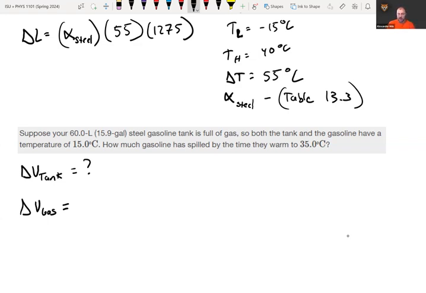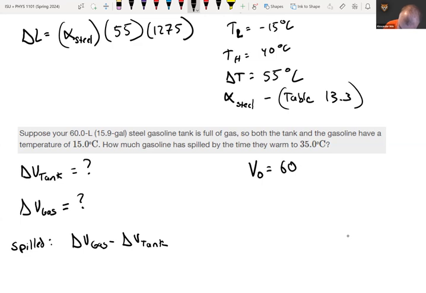And again, I'm not going to look up these things. You can go ahead and do that if you want. But the spilled amount is going to be your change in volume of gas minus your change in volume of your tank. They're going to have the same initial volume, which will be 60 liters. You may not remember this, but it's worth remembering because a lot of times volumes are given in liters, and 1,000 liters equals 1 meter cubed. So this is going to be 0.06 meters cubed. That's your initial volume.